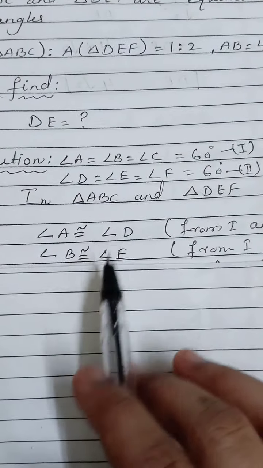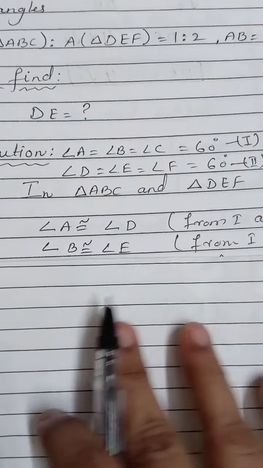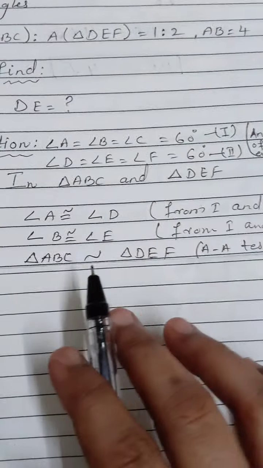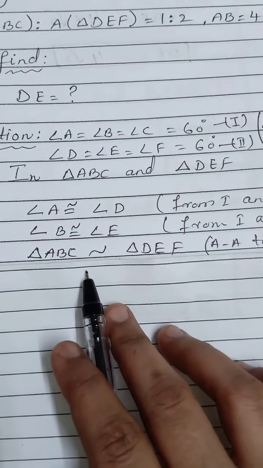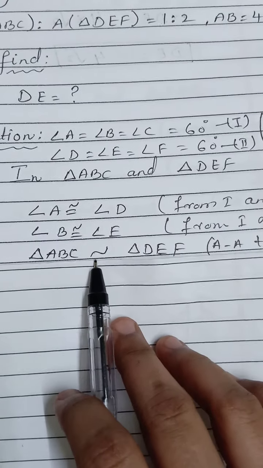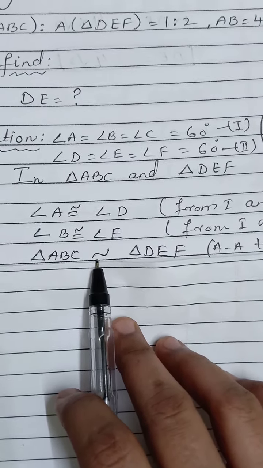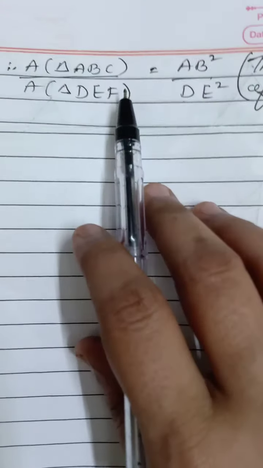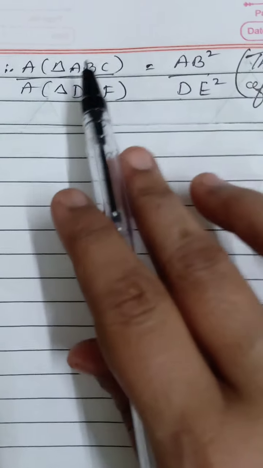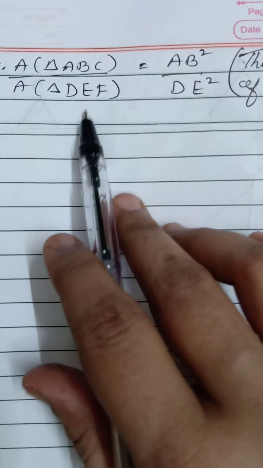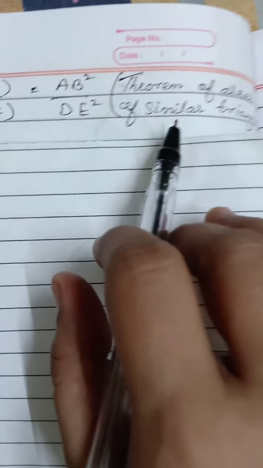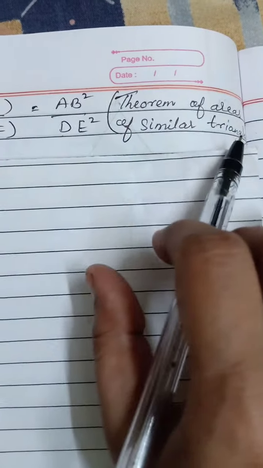So we have got here two pairs of congruent angles. Because of this we can say both the triangles will be similar by AA test. So now we have got that these two triangles are similar. After getting the similar triangles, only then can we apply the theorem of areas of similar triangles. So I have taken the area of triangle ABC upon area of triangle DEF is equal to, AB is given, DE we want to find. Therefore I have taken AB square upon DE square, that is the ratio of the first corresponding sides, and the reason is the theorem of areas of similar triangles.